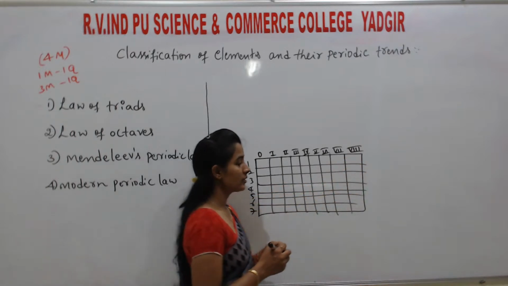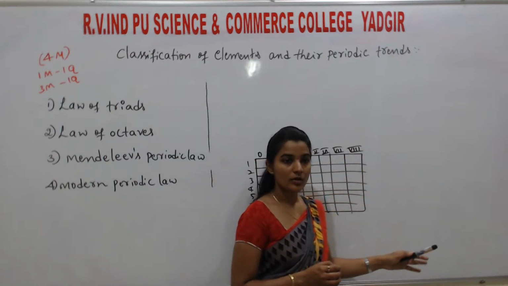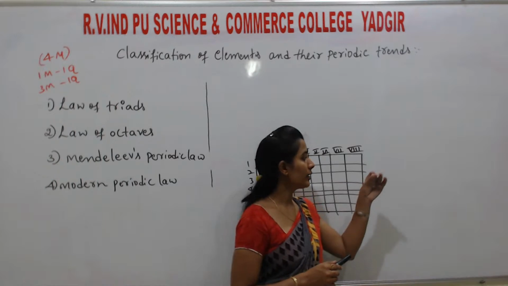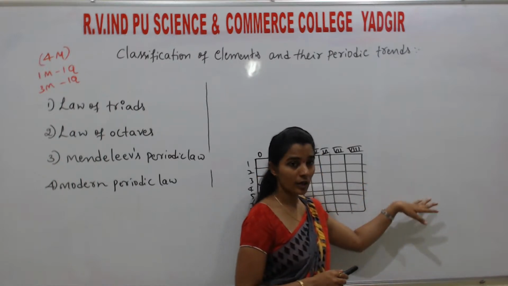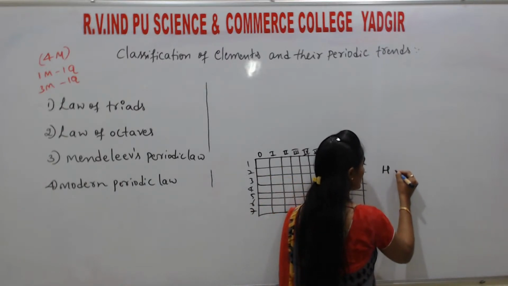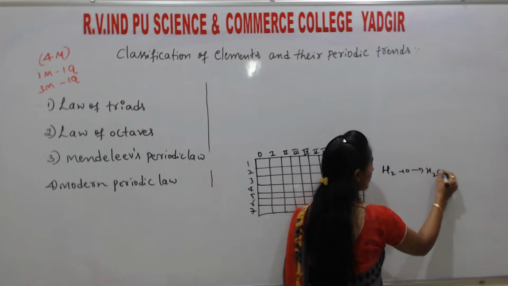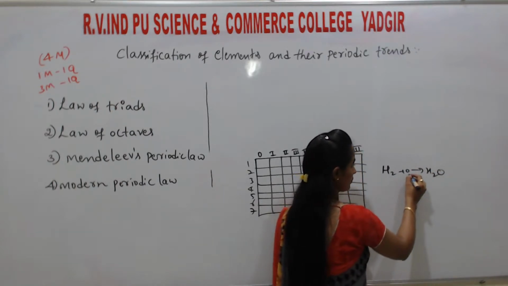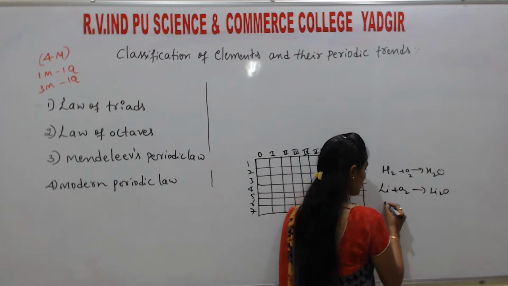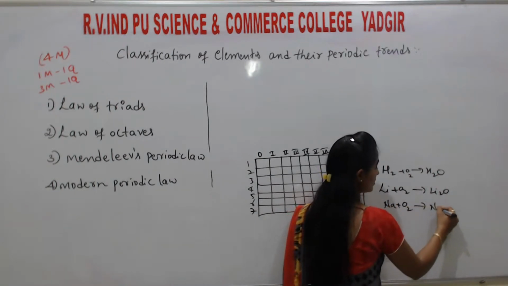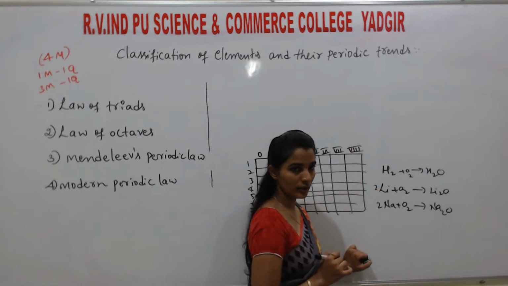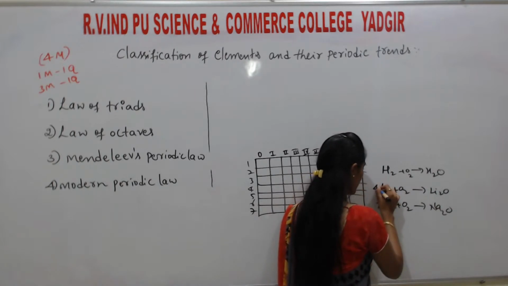Understand? So first he considered so many elements. He tried to check their physical properties like boiling point, melting point, everything, and also the chemical properties. Hydrogen reacts with oxygen and forms H2O. If lithium reacts with oxygen, it forms LiO. If sodium reacts with oxygen, it forms Na2O. Correct? So to balance this, I may take here 2.